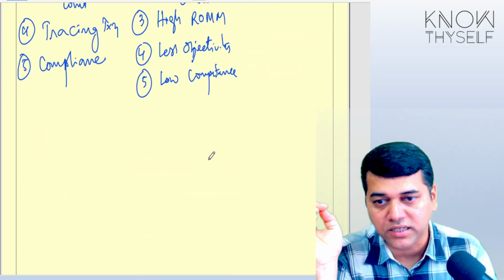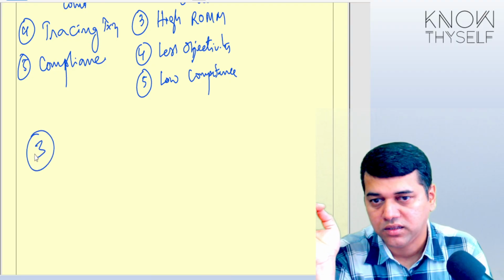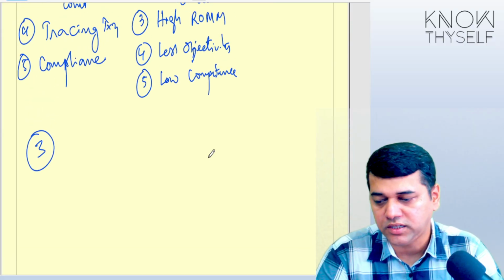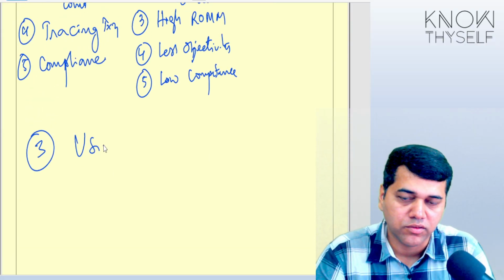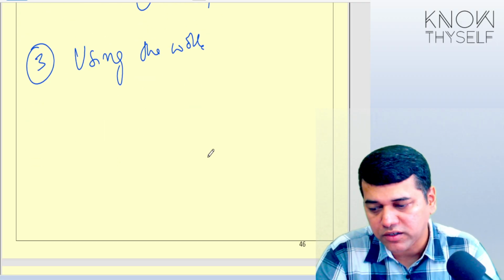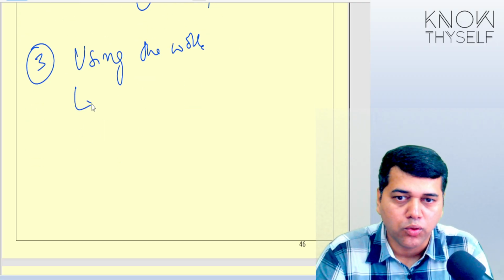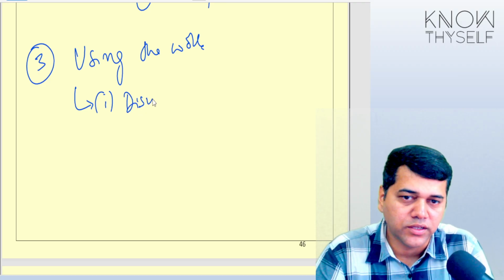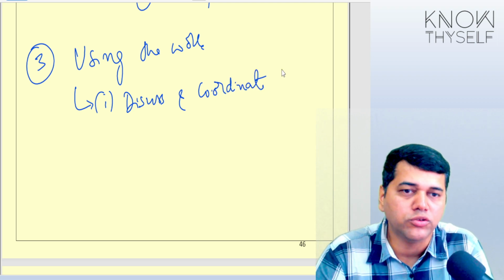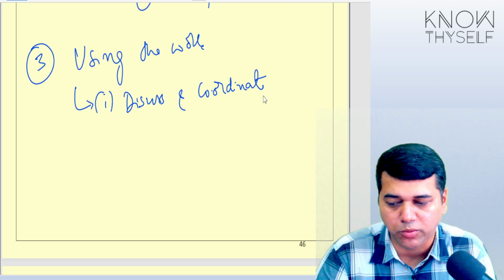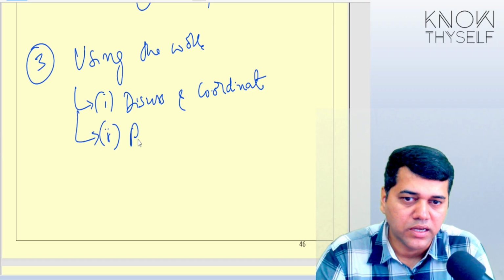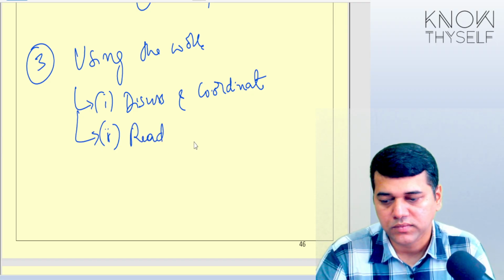Then third comes the third element here, because we are talking 1, 2, 3. The third is using the work. When you are actually using the work, what are you supposed to do? 1, discuss and coordinate. You have to talk to that internal auditor, ask them what they have done, how many samples they have taken. Read reports.